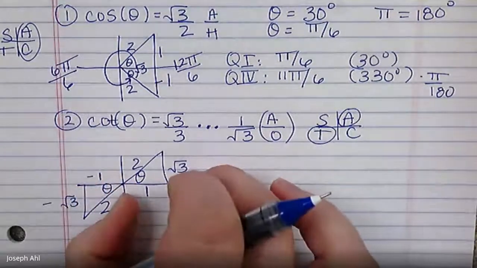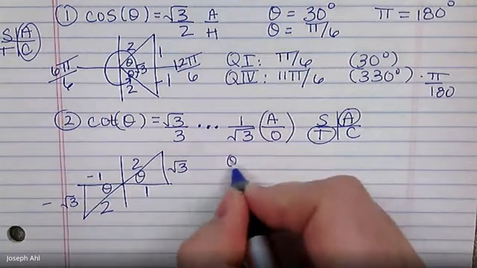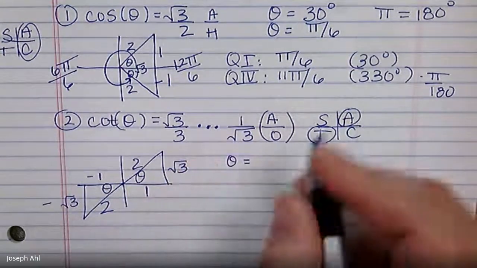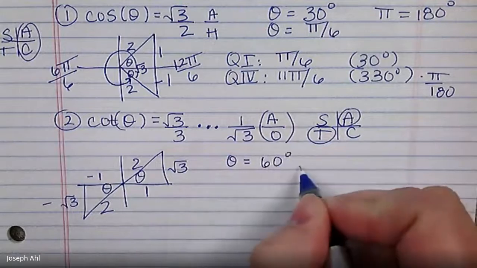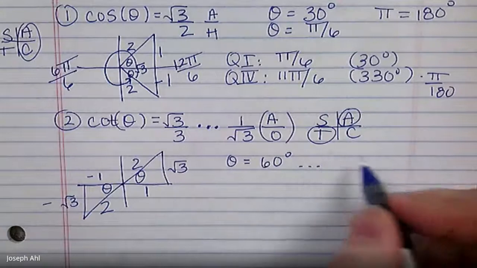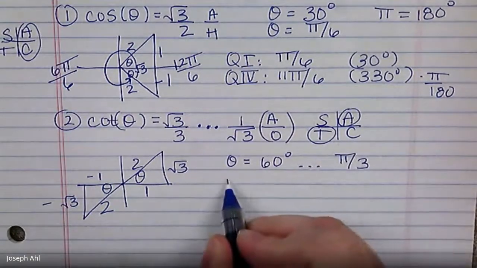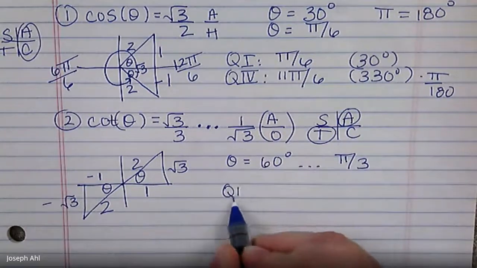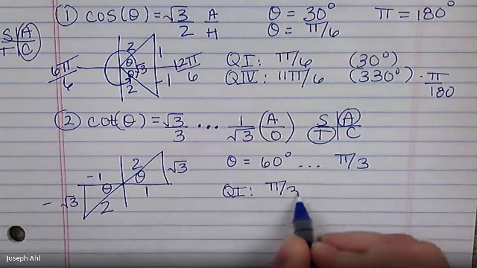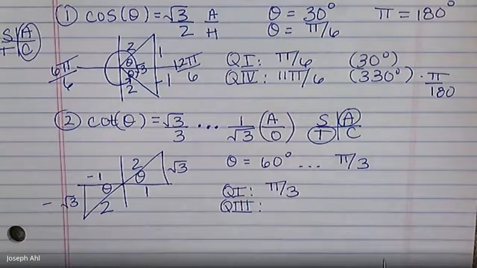And then based on all of that, last thing we have to do is decide what is that reference angle? What is theta equal? Well, across from radical 3 is 60. But oops, we should be in radians. So switch your mindset real quick. 60 degrees in radians is pi over 3. All right. So let's think about our two answers. Quadrant 1, easy. Answer's pi over 3. In quadrant 3, what do I have to do?